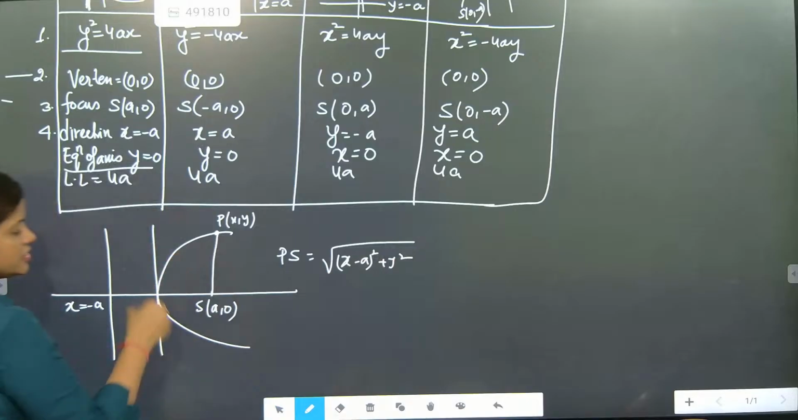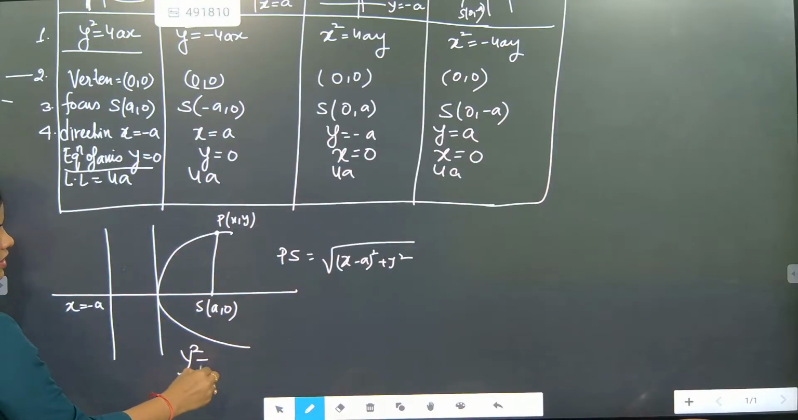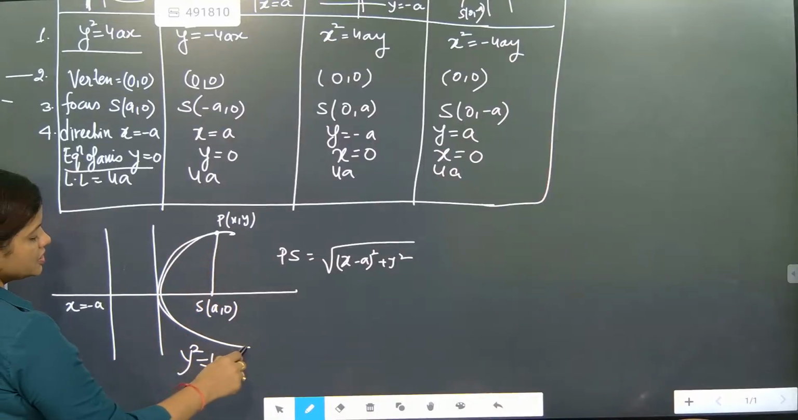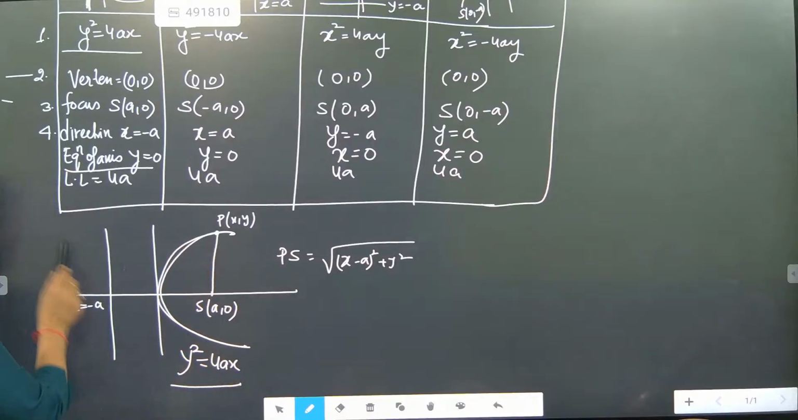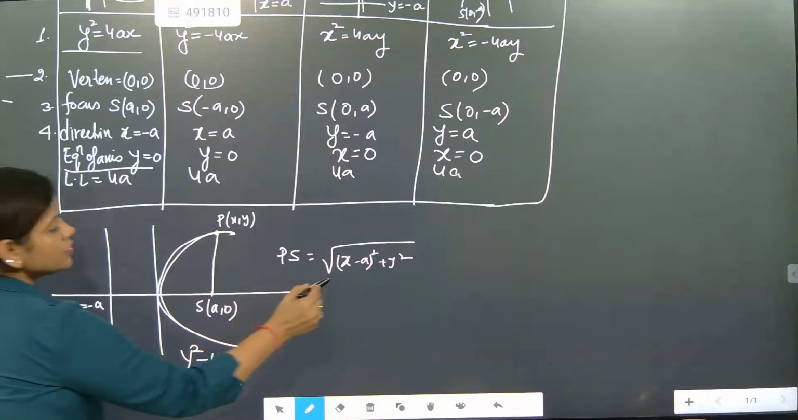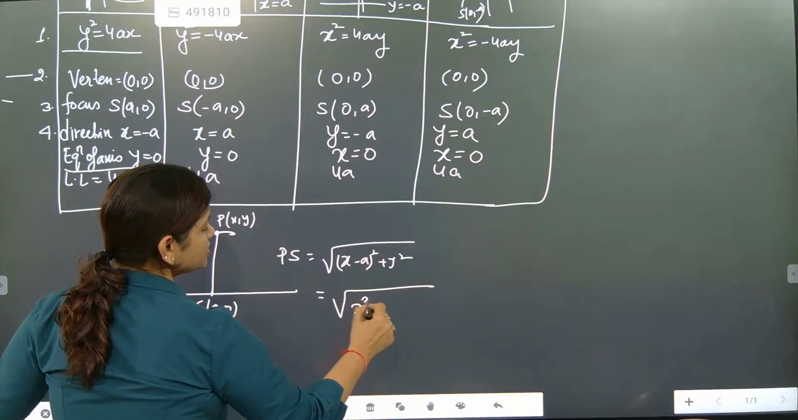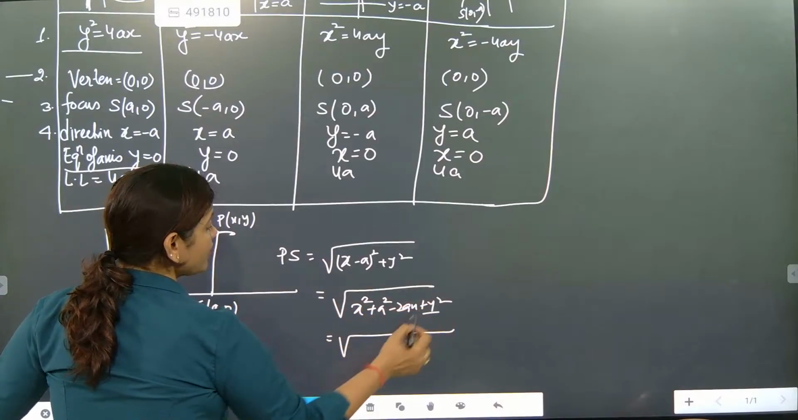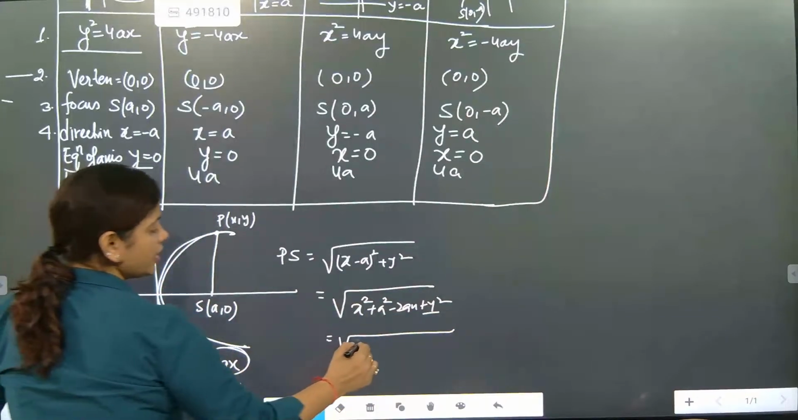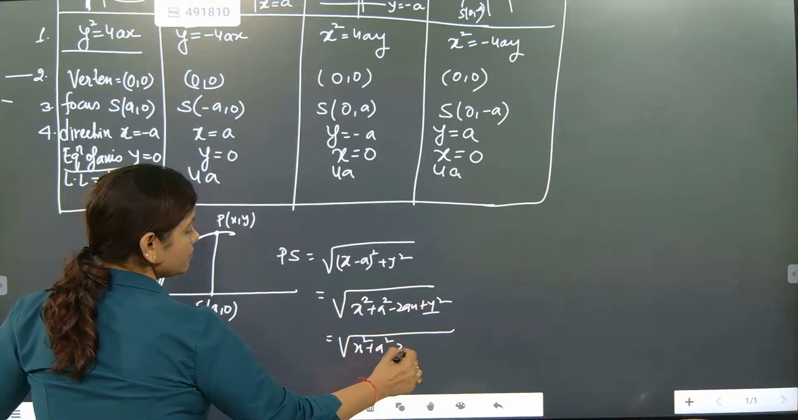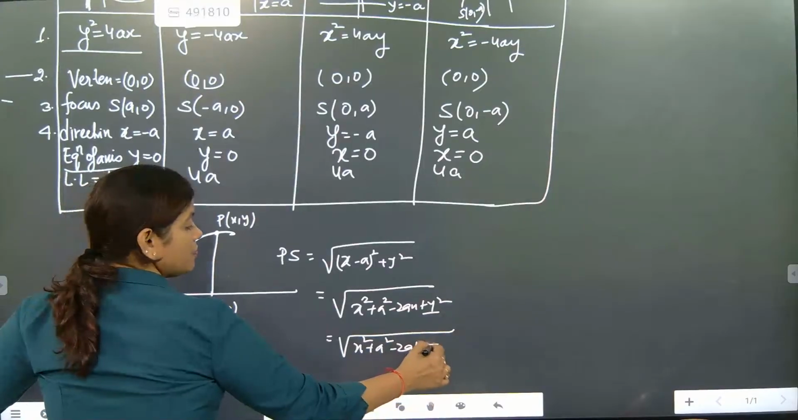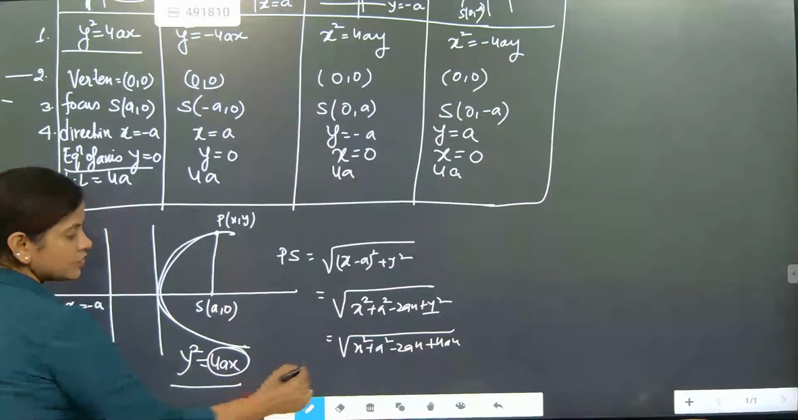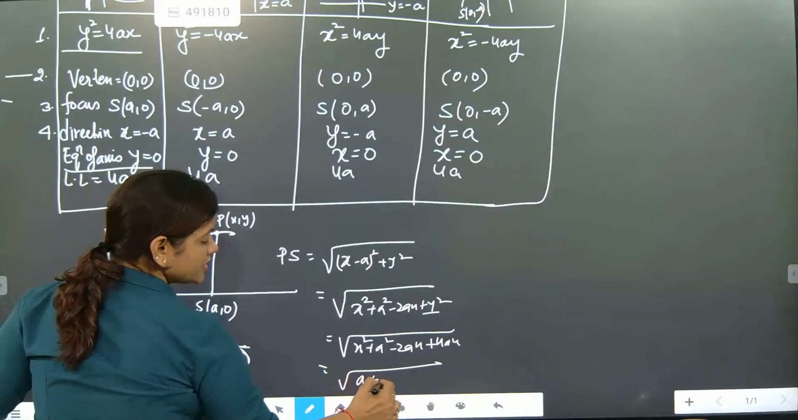For this situation, what is the equation of the parabola? The equation of the parabola is y square is equal to 4ax. Okay. So when the parabola mouth is this side, it will be y square equals 4ax. When this side, it will become y square equals minus 4ax. Now you will open this part, so it becomes x square plus a square minus 2ax plus y square. Now beta, instead of y square you are going to write 4ax. So x square plus a square minus 2ax plus 4ax, so now it is coming as (a plus x) whole square.